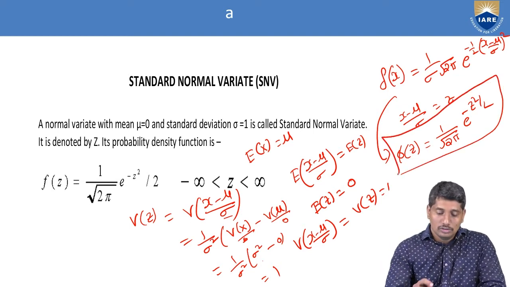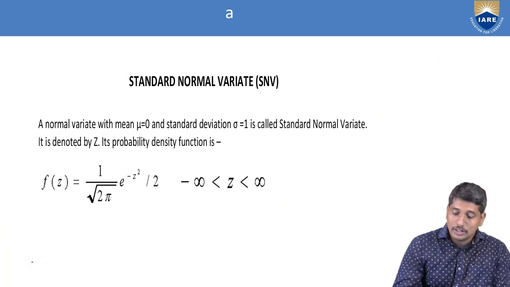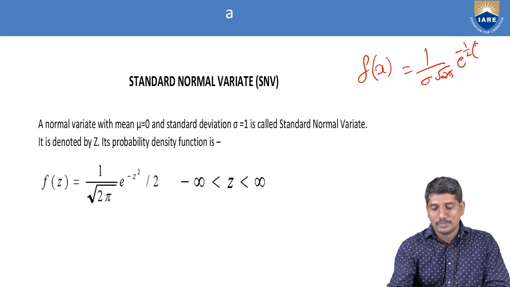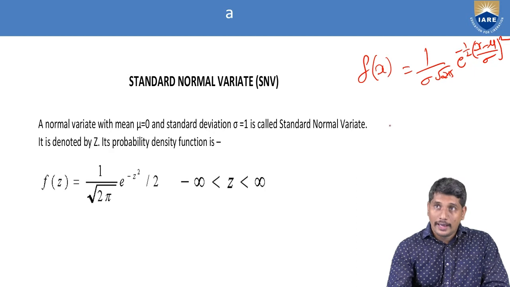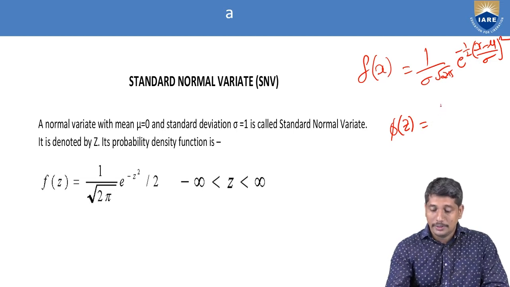Okay, so let us summarize these things. In general, the normal distribution is represented with the function 1 by sigma root 2 pi e power minus 1 by 2 ((x minus mu) by sigma) whole square. But we have a special normal distribution whose standard deviation is 1 and mean is 0, and hence it becomes 1 by root 2 pi e power minus z squared by 2.